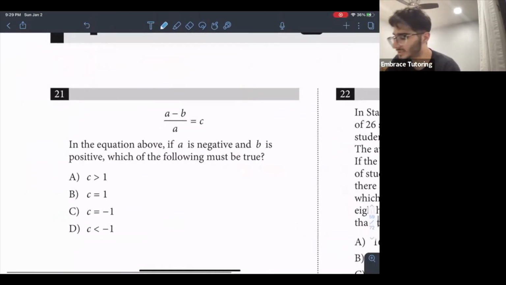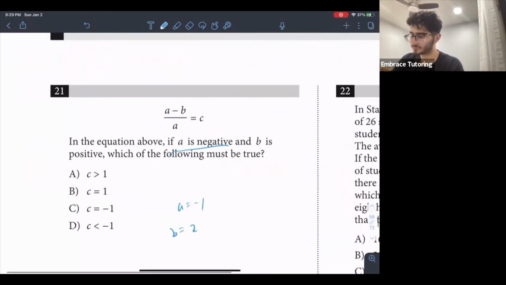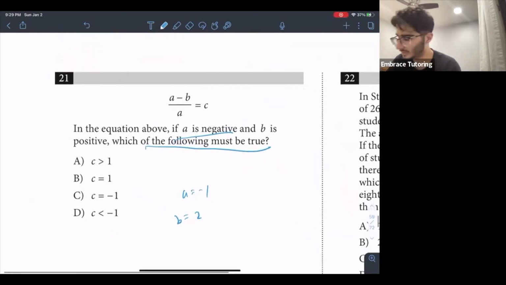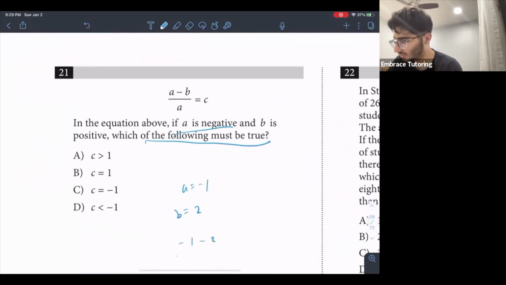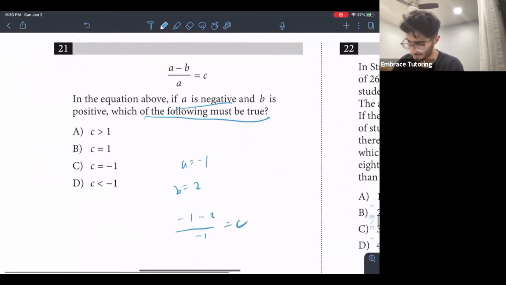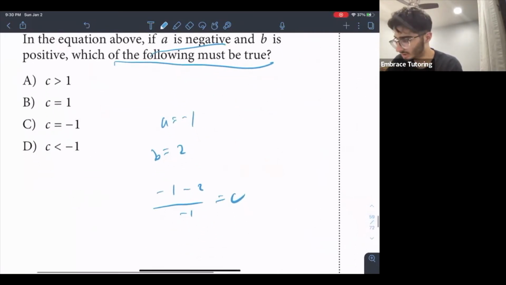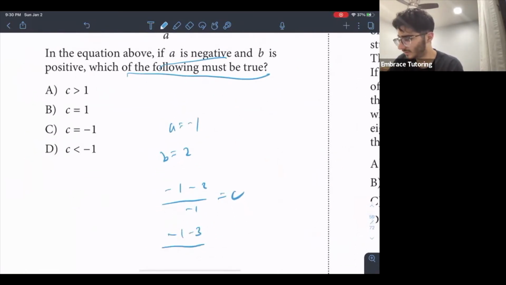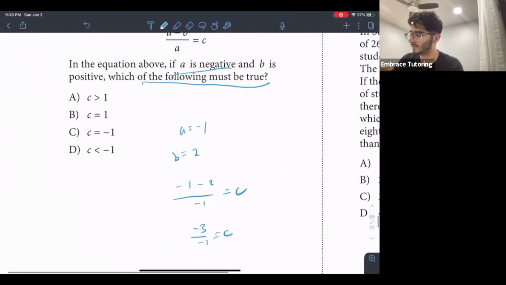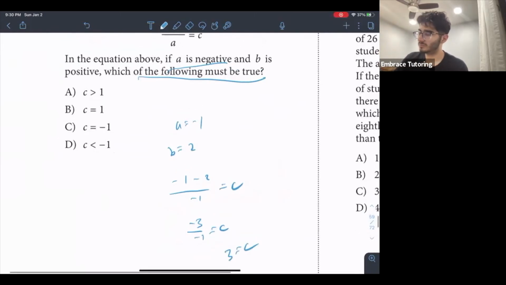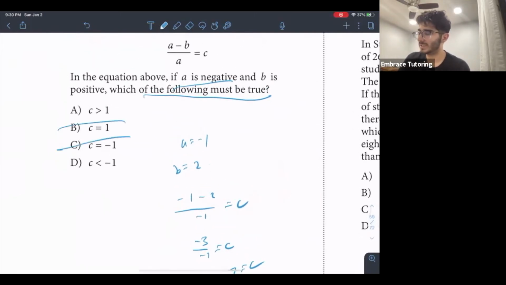21. In the equation above, if A is negative, so let's say A is -1, B is positive, let's say B is 2, which of the following must be true? We're going to plug in the values to get -1 minus 2 over -1 is equal to C. -1 minus 2 is -3, over -1 gives you C. -3 over -1 is just 3, so 3 is equal to C, which shows that B and C cannot be it, because then it can't be true for all situations.